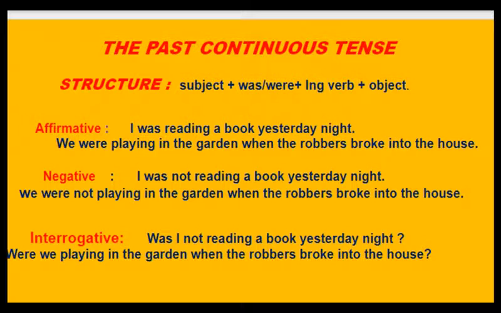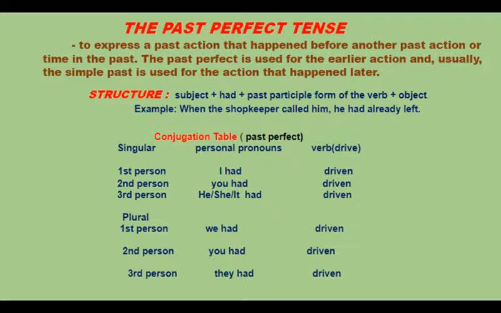The negative word not is placed after the auxiliary verb and before the main verb. That is, it is placed between the auxiliary verb and the main verb. Clear? And the interrogative sentence: Were we playing in the garden when the robbers broke into the house? Question mark. Now we are on the past perfect tense.